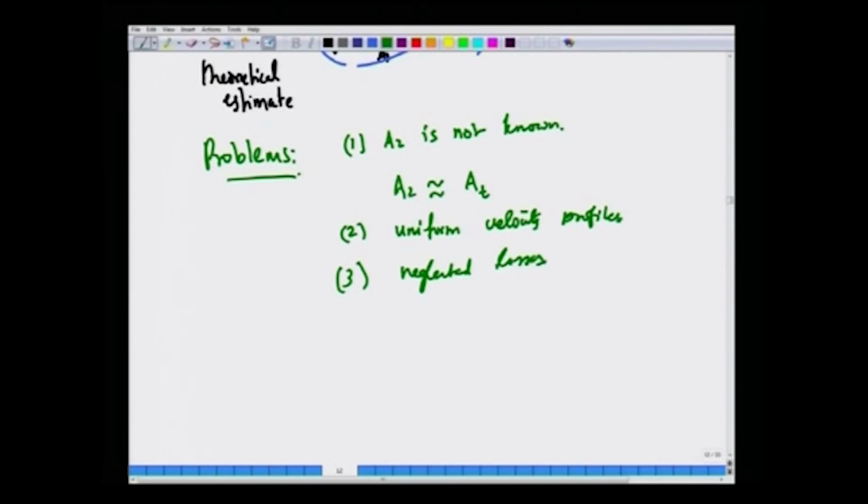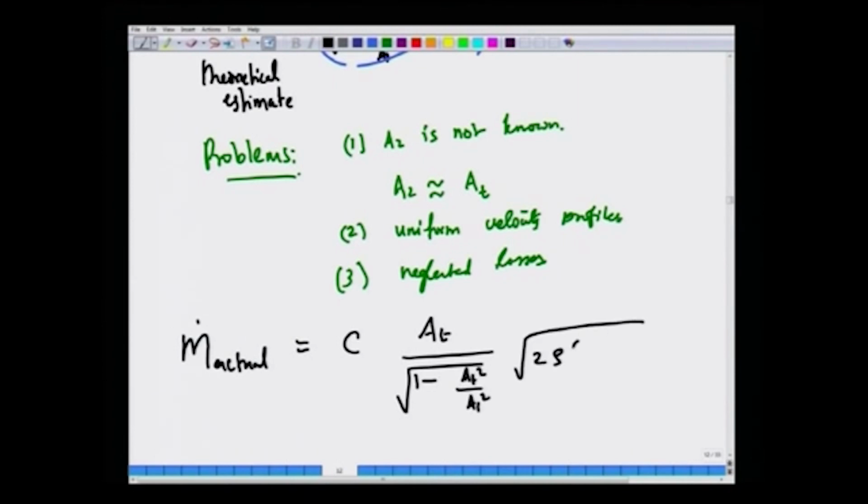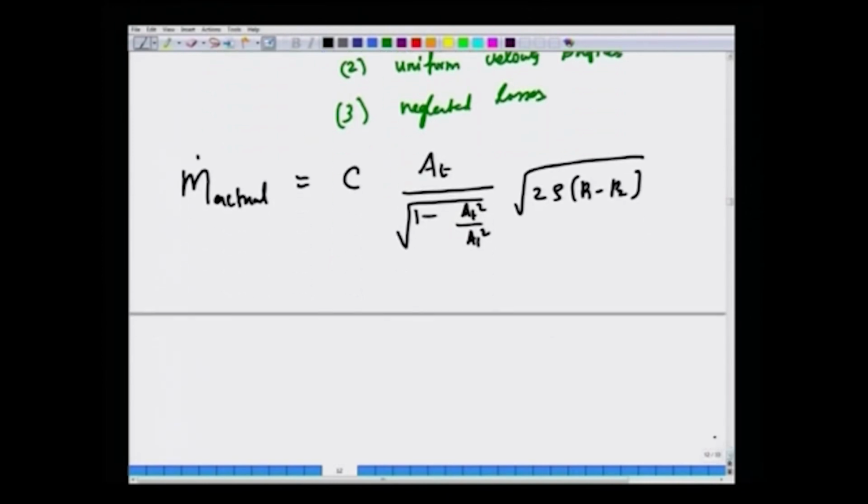So, the actual mass flow rate will not be the same, but it will be some other constant which has to be empirically or experimentally determined, divided by 1 minus A_t squared by A1 squared times square root of 2 rho (P1 minus P2). Now, it is conventional to use beta as the ratio of the two diameters dt and d1. Beta is dt divided by d1, the ratio of the throat diameter to the inlet diameter.